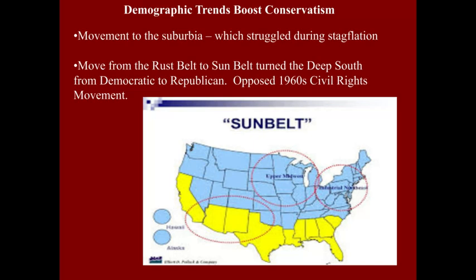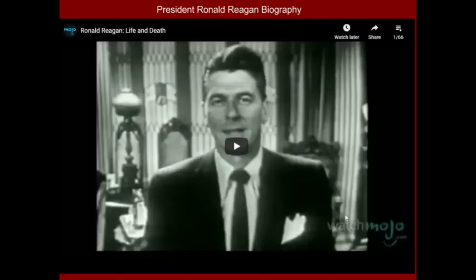So the movement to suburbia, which struggled during stagflation, and the shift from the Rust Belt to the Sun Belt, turned the Deep South from Democratic leaning to Republican leaning, with the exception, of course, being California. Many of these groups opposed the 1960s civil rights movement as well. Now we're going to watch a little biography on Ronald Reagan's background before we go into the last few slides.